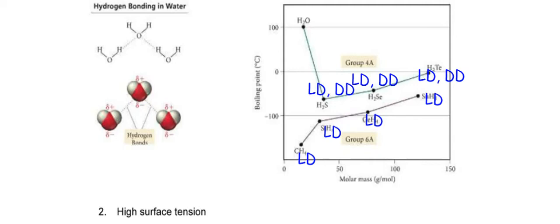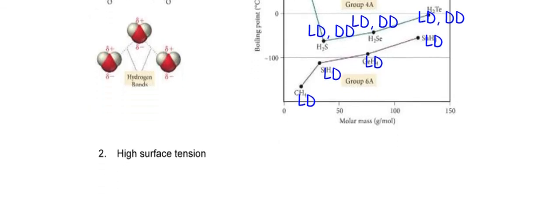But what about water? It has London dispersion and dipole-dipole and hydrogen bonding. Now look at it. It is like the second lowest molar mass of all of these in the chart, okay? But look at its boiling point. It is so much higher than any of the others. Well, why is that? Because it has this hydrogen bonding. So I think this is a really important graph, really showing you the importance of having that hydrogen bonding. They also have high surface tension.